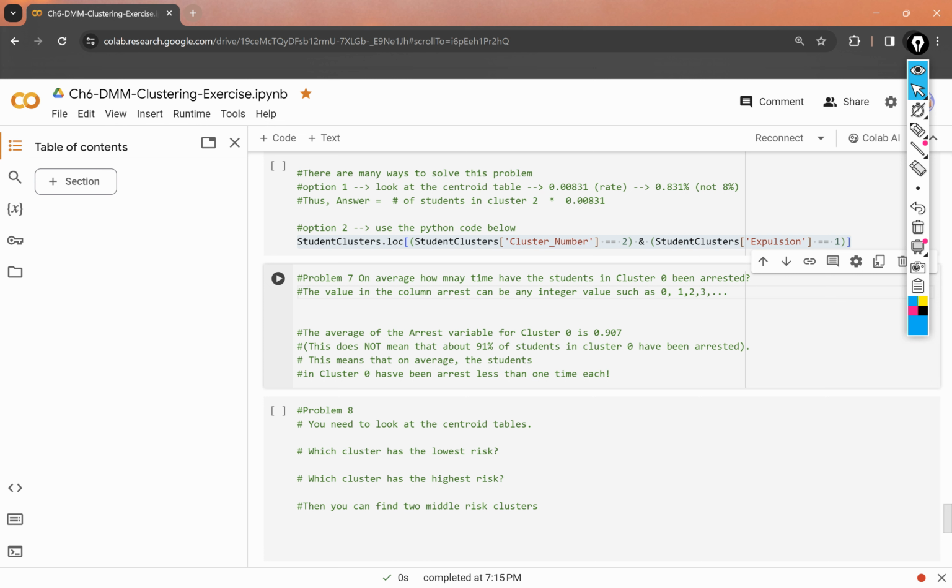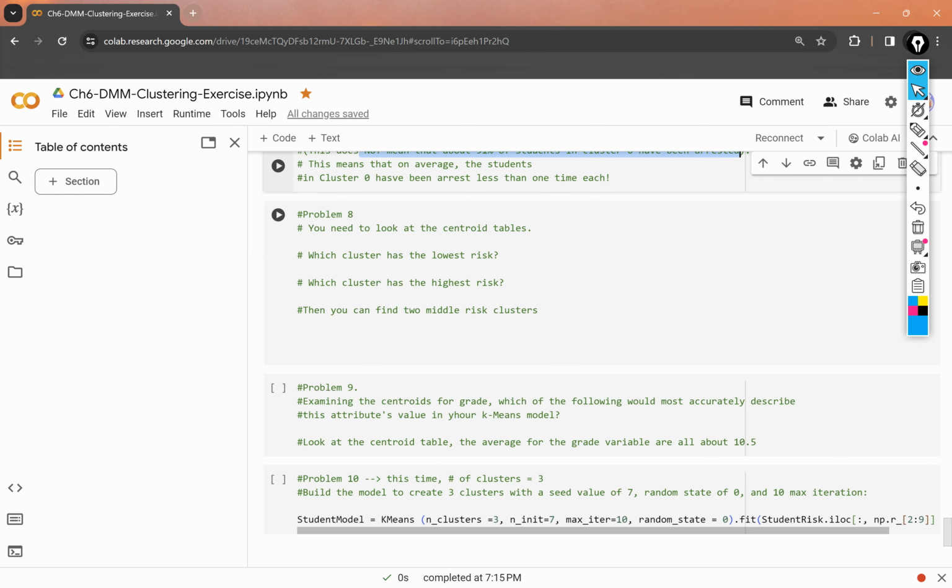0.907. So please note that since this could be any number, this does not mean that about 90% of the students in cluster number 0 have been arrested. That's a wrong interpretation. It means that on average, the students in cluster number 0 have been arrested less than 1 time each. So please be careful. It does not mean that 90% of the students in cluster 0 have been arrested. That is very important to know.